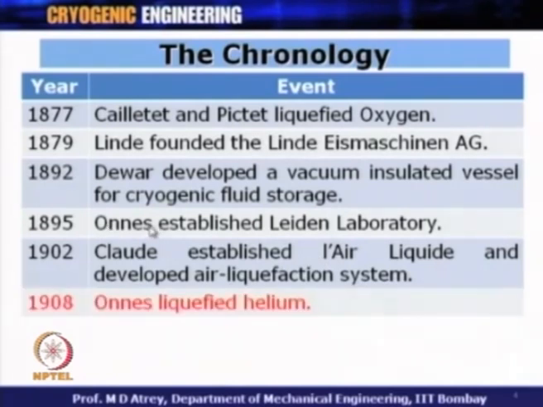Kamerlingh Onnes, after founding this cryogenics laboratory at University of Leiden, liquefied helium in 1908. If you could see, all this development was towards lowering and lowering of temperatures. Here we had 90 Kelvin. I forgot to mention here, in 1898, Dewar for the first time liquefied nitrogen. That means he could get 77 Kelvin. If you come down below, in 1908, Onnes liquefied helium. That means he could reach the temperature of 4.2 Kelvin. This is the most important thing that happened.